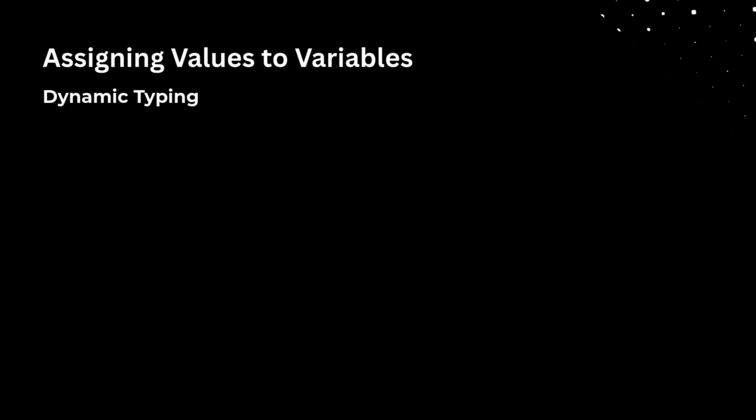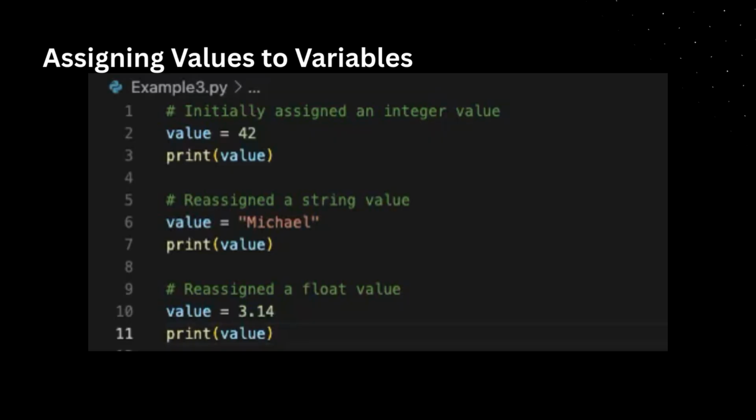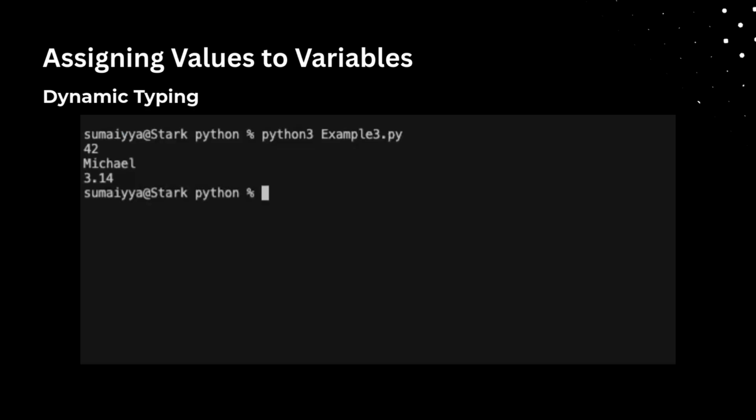Next is dynamic typing. Python variables are dynamically typed, which means the same variable can hold different types of values during execution. Here is an example demonstrating dynamic typing in Python. Initially assigned an integer value, value = 42, print(value). Reassigned a string value, value = "Mikhail", print(value). Reassigned a float value, value = 3.14, print(value). The output will be 42, Mikhail, 3.14.